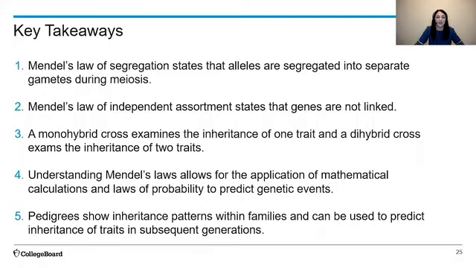So what should we take away? Our key takeaways from this video are that Mendel's law of segregation states that alleles can be segregated into separate gametes during meiosis. The law of independent assortment states that genes are not linked and they can be divided independently into different gametes. A monohybrid cross examines one trait's inheritance, while a dihybrid cross examines 2. Understanding Mendel's laws allows for the application of mathematical calculations and probability. And pedigrees show us the inheritance patterns of families and can be used to predict inheritance traits in subsequent generations.